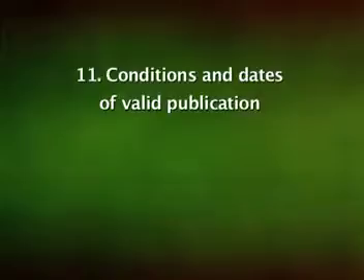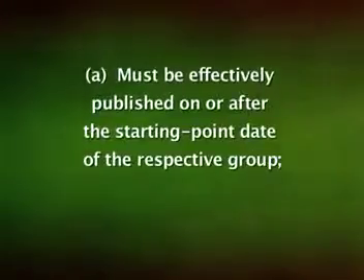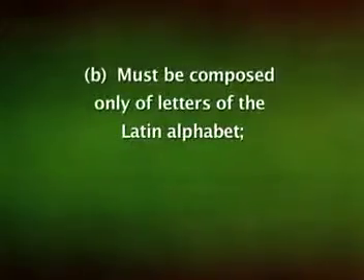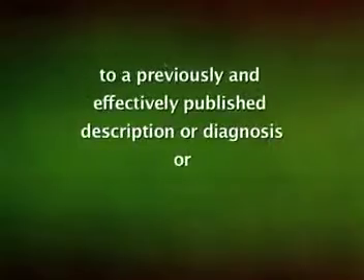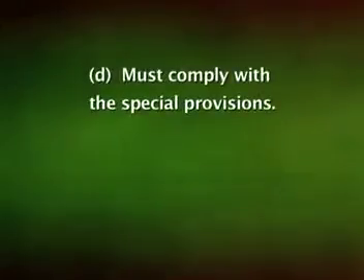Rule 11. Conditions and dates of valid publication. In order to be validly published, a name of a taxon, autonomous, accepted, must be effectively published on or after the starting point date of the respective group. It must be composed only of letters of the Latin alphabet. It must be accompanied by a description or diagnosis, or by a reference to a previously and effectively published description or diagnosis, or it must comply with the special provisions.